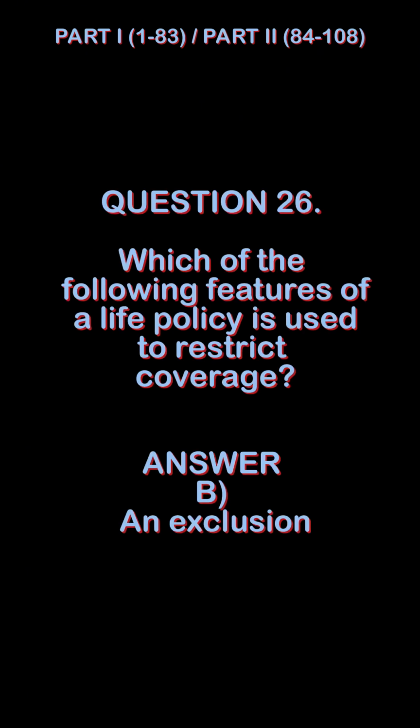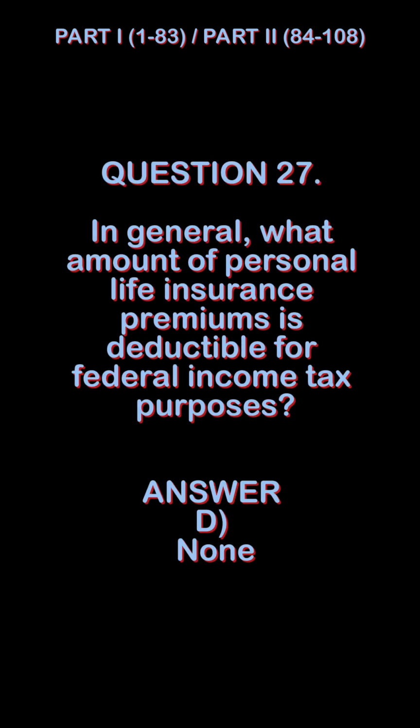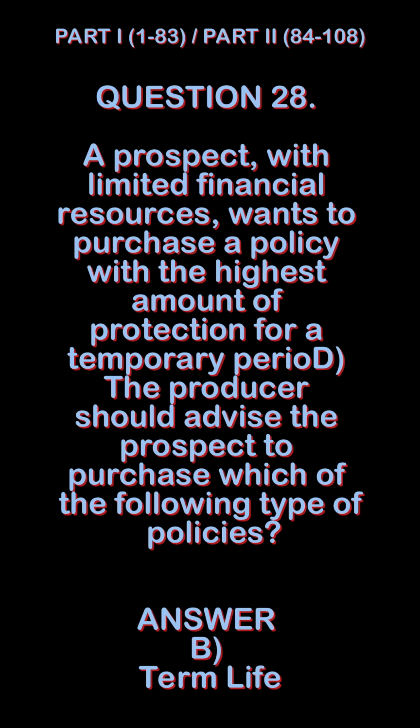Which of the following features of a life policy is used to restrict coverage? Answer: B. An exclusion. Question 27. In general, what amount of personal life insurance premiums is deductible for federal income tax purposes? Answer: D. None.